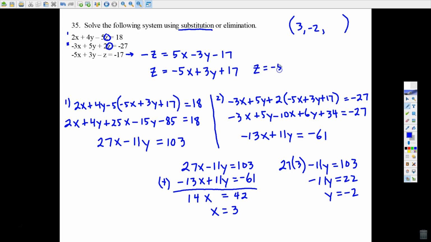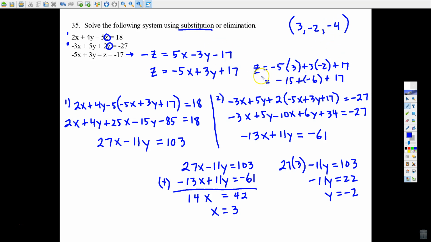Z is negative 5 times 3, plus 3 times negative 2 plus 17, negative 15, and you could do plus negative 6 plus 17. Negative 21 plus 17 is negative 4.